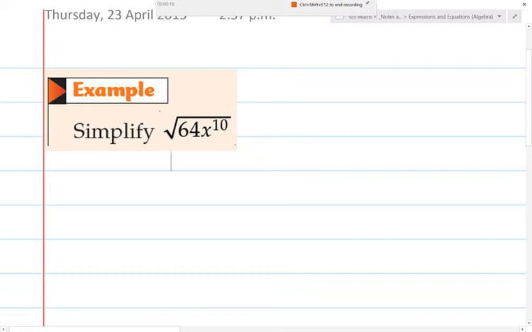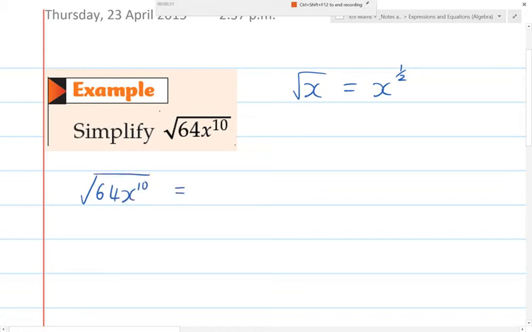Now it turns out that if you have a square root of something, it's the same as taking that thing to a power of a half. And that's what we're going to use here. So we'll write out the question, because that's what I've been asking you to do for everything so far.